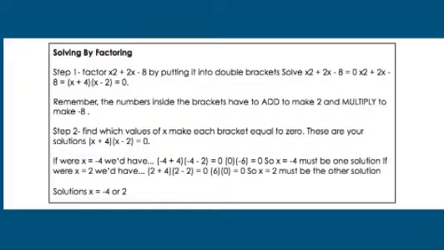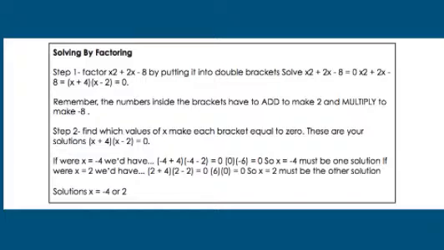Step 2. Find which values of x make each bracket equal to 0. These are your solutions. x plus 4 and x minus 2 equals 0. If we were to do x equals negative 4, we'd have in brackets negative 4 plus 4 and negative 4 minus 2 equals 0. And x equals negative 4 must be one solution.